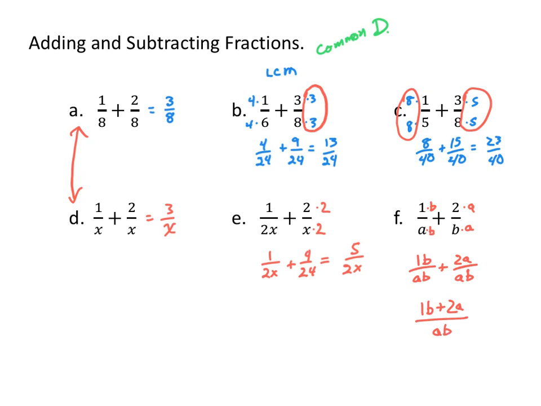Now you might see this problem also written like this: 2a plus b over ab. So 2a plus b is the same as 1b plus 2a. 1b is the same as b. Addition is commutative, so we can change the order. So this is okay. Either way is fine, but I usually like this. Alphabetic order is nice.